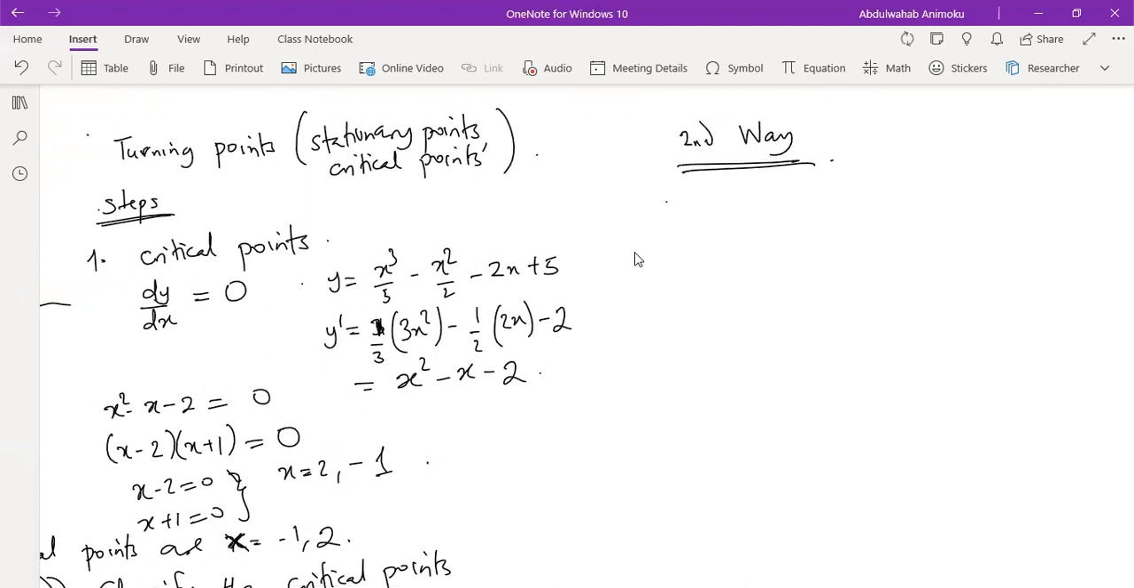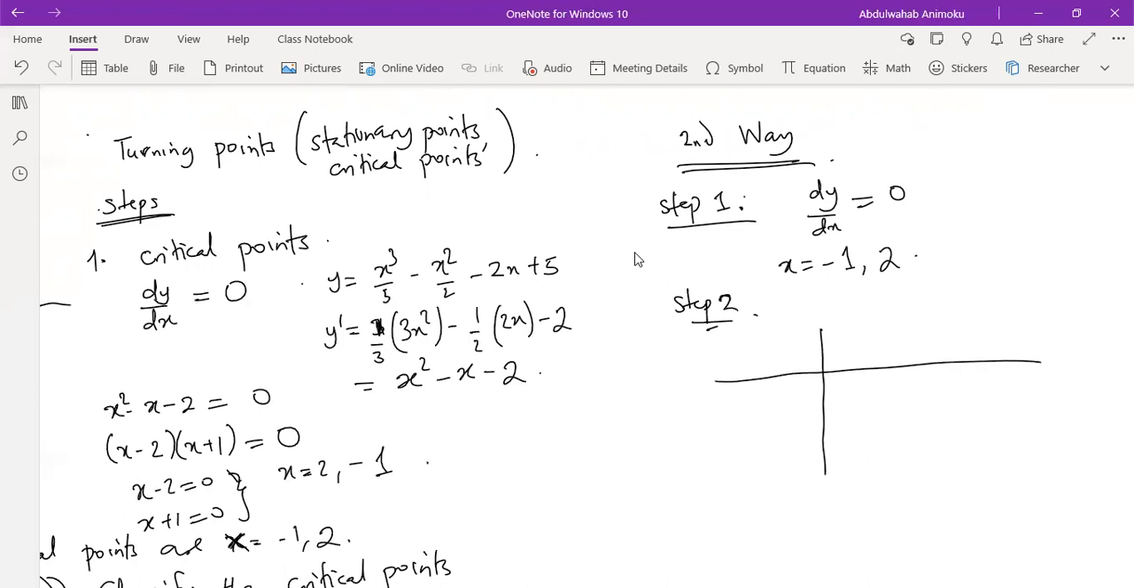Now, step 1 is still the same. We still find the derivative with respect to x, equate it to 0, and you obtain the critical points x equal to minus 1 and x equal to 2. Now, the second step, step 2: we make a table to understand what happens to this function at the first derivative. So this is the first derivative, and these are the values of x. Now, you put your critical points at this junction. So we have x equal to minus 1 here.